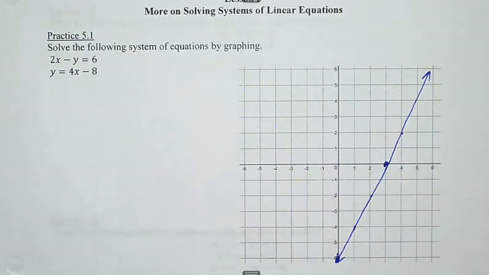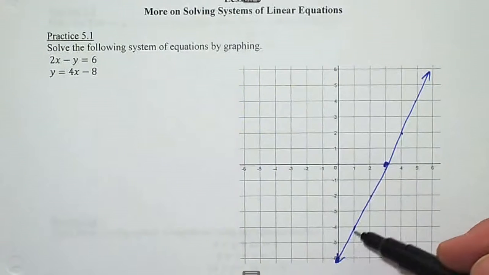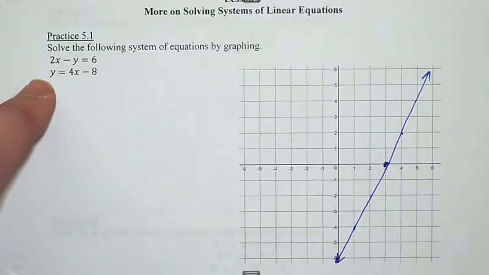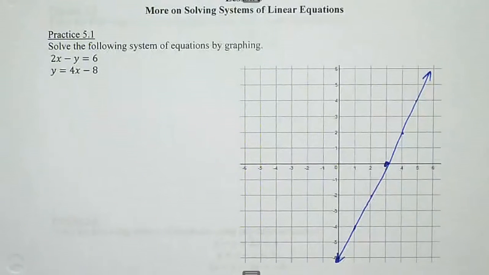So there I've graphed the first line. Remember, all of these points on the blue line are solutions to this equation. We'll graph all the solutions to the second equation. That is in slope-intercept form. The negative 8 doesn't really fit.